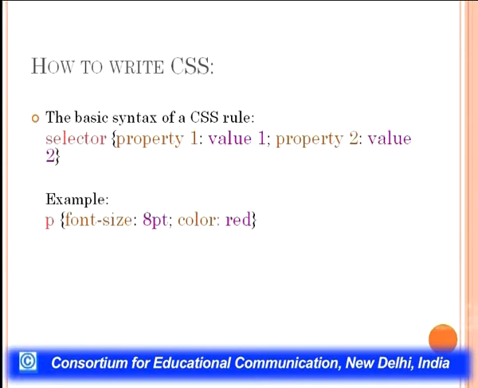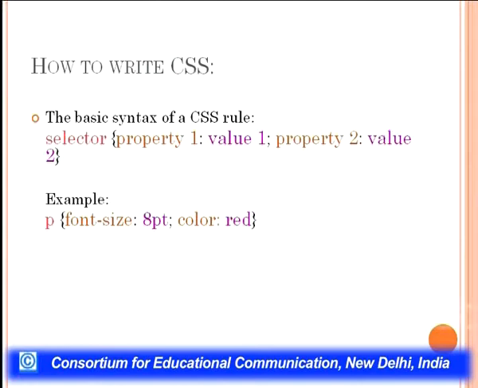Then you write the name of the property, colon, the value for that property. If you want to set the value for another property, then you write semicolon, the name of the second property, again a colon, and you specify the value. So here you can see in the example, we are specifying the font size and color for the P tag.